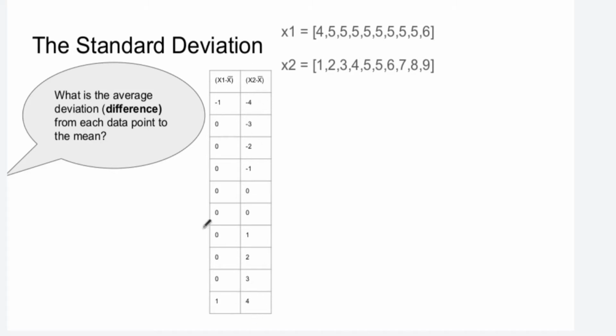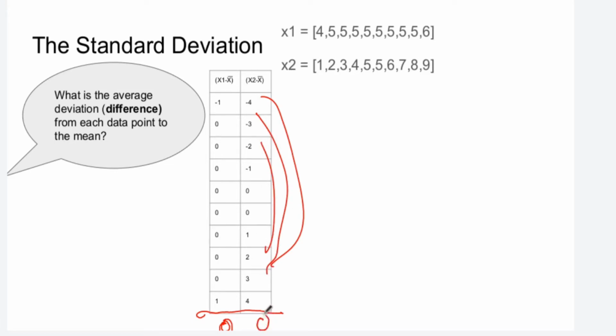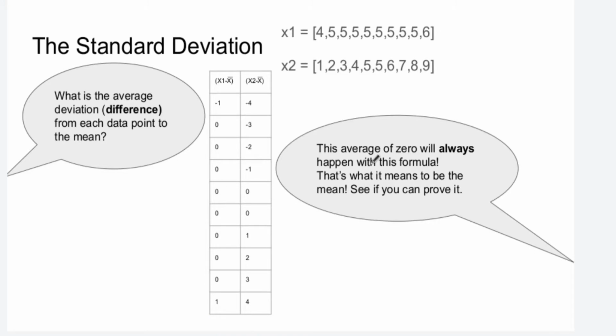But what would happen if I added up this whole column and added up the total deviations from the mean? Well, I see I have a +1 and a -1. I get 0. And similarly here, these pairs all cancel out. 4 and -4, 3 and -3. So if I add up all the deviations, I'm going to have a problem. And in fact, that will always happen. That's what it means to be the mean.